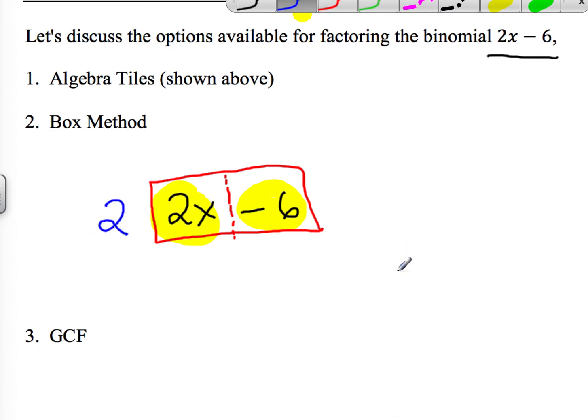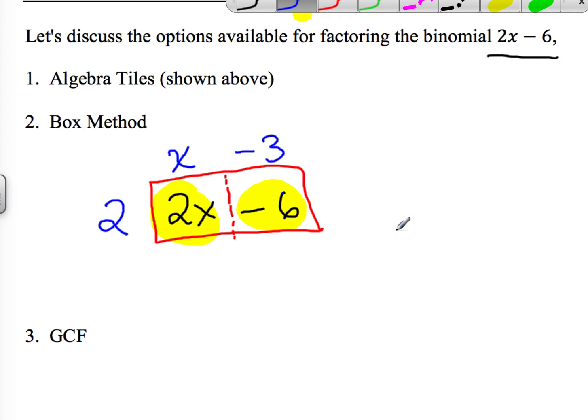And now we want to think, what's left over if we pull this 2 out? So 2 times something up top gave us this 2x. Well, that must be x. And for this next box, 2 on the side times something up top gave us this negative 6. That must be negative 3.